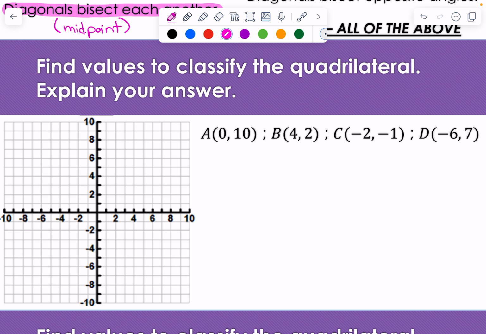So I'm going to start off and graph them. A is at 0, 10, B is at 4, 2, C is at -2, -1, D is at -6, 7. Then I'm going to take those and connect them, and that tells me that DB and AC are the diagonals.